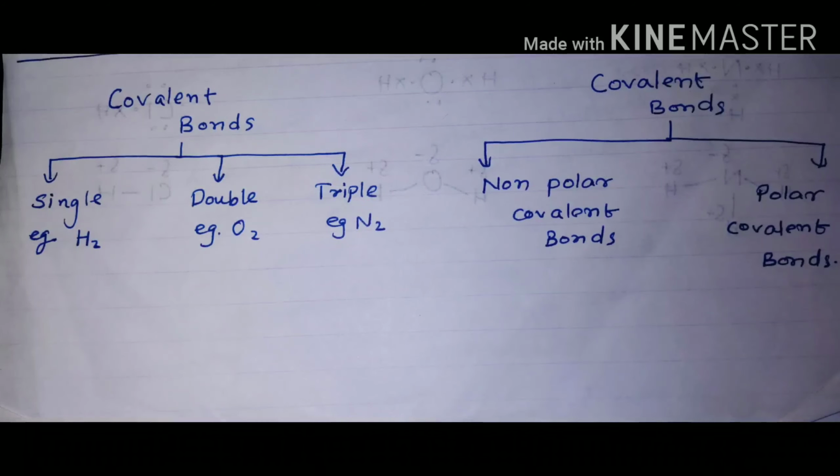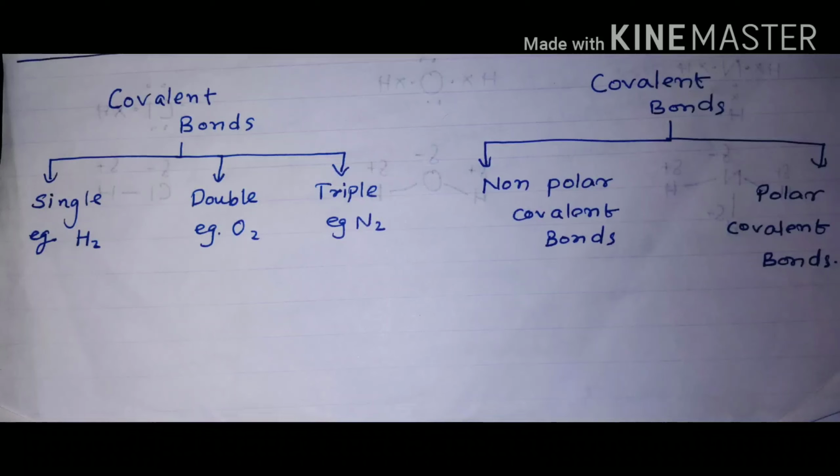Double covalent bond is a bond in which two pairs of electrons are shared between two atoms, and triple covalent bond means three pairs of electrons are shared. We can see the examples of single, double, and triple covalent bond. Single covalent bond is hydrogen, double covalent bond is the oxygen molecule, and triple covalent bond is the nitrogen molecule. We have written the examples of each of them.